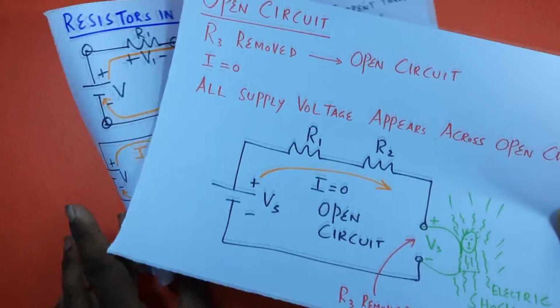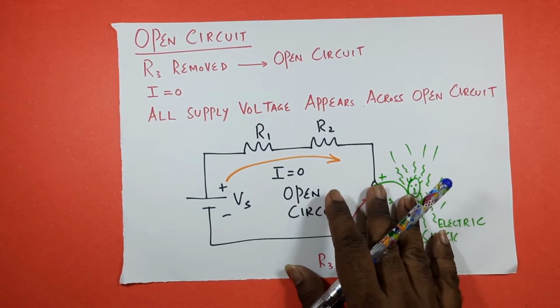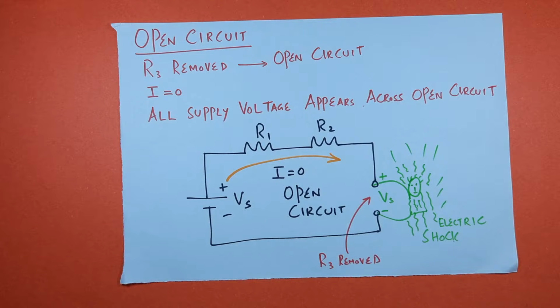Next, open circuit. Of course, we have already seen what an open circuit is. Suppose you have a series circuit, and in that you remove one component. For example, I have a series circuit with voltage source Vs, R1, R2, R3. Three resistors are connected in series. Just assume that R3 is removed. So the series circuit will become an open circuit.